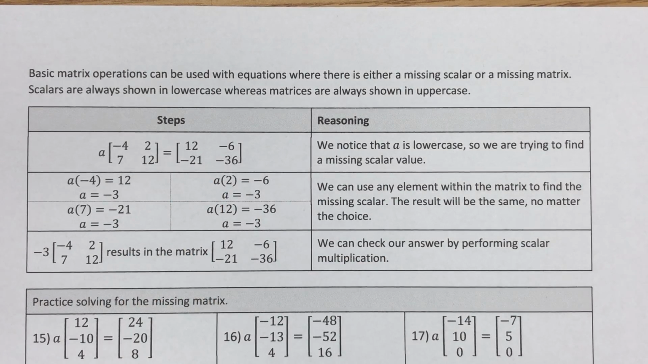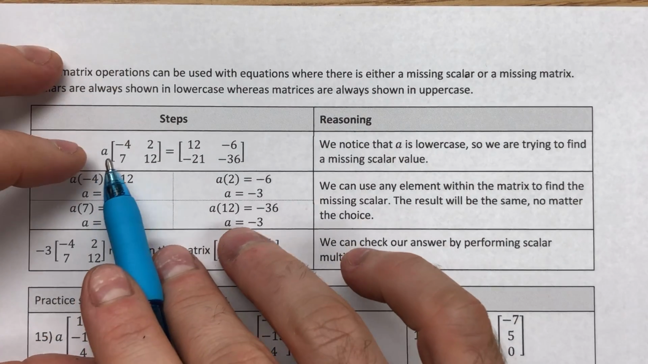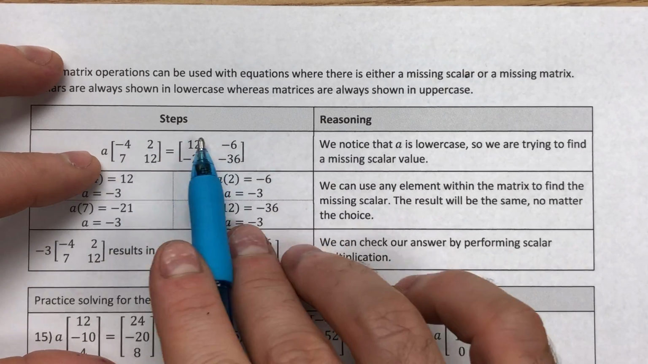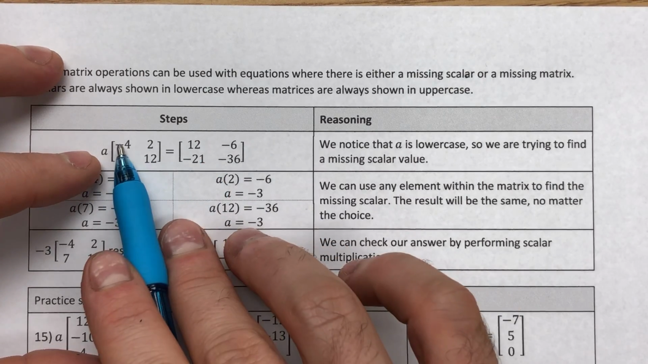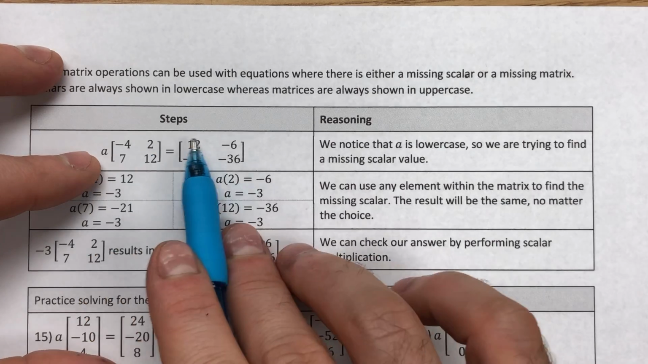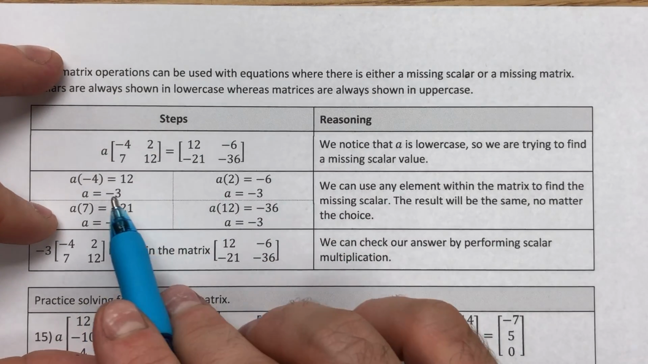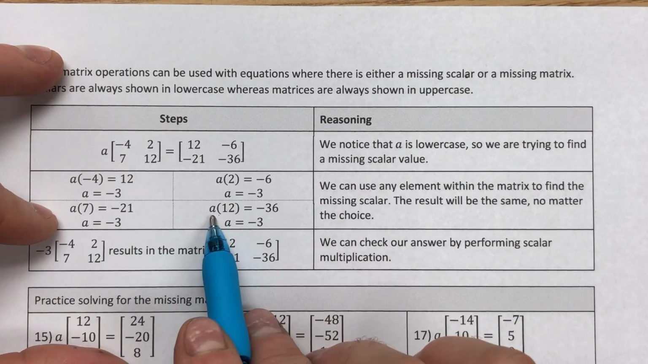Doesn't matter which one, because the scale factor is going to be the same across all of them. If I look at it and say, okay, what was scaled the negative 4 to make it a 12? Well, that's probably going to be, let's take the 12 divided by negative 4. We'll get a negative 3. That's going to be the same across all 4 terms.